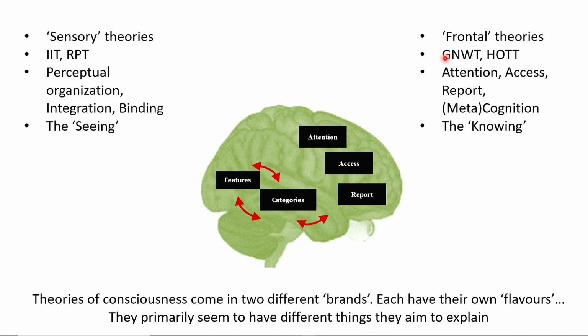Whereas you have these frontal theories like global neuronal workspace theory and higher order thought theory. Yeah, they are about attention, access, report, metacognition. They are about knowing what you see. And it's just, what you are more interested in that determines which theory you should prefer.